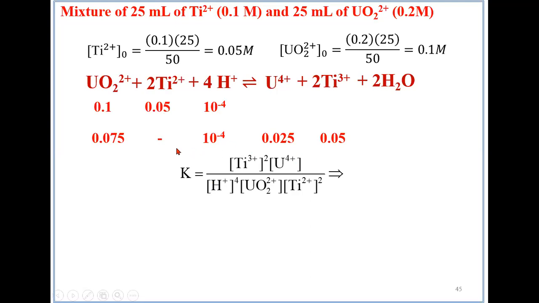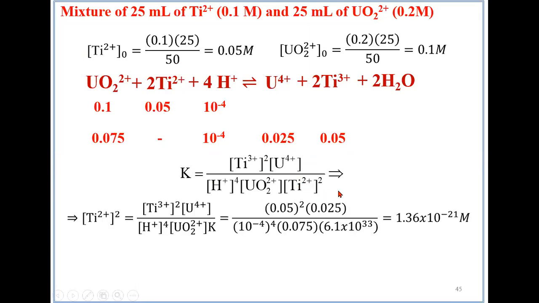That's now at the end of the reaction, so titanium 2 plus is 0 here, but we don't ever put the number 0. We can find the titanium 2 plus. We have all the rest. We call this 2 epsilon, or the back reaction. But again, we're just going to find the titanium 2 plus from K. You have the K, you have all the other species at equilibrium, and therefore you solve for the titanium 2 plus.